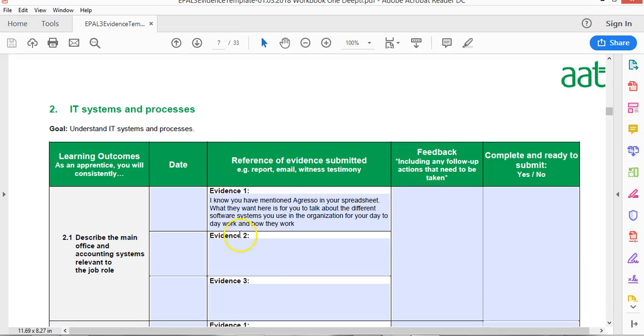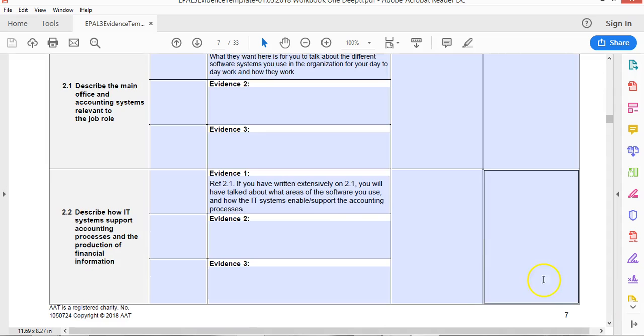This is asking you to talk about the systems that you use at work. So I remember we talked about this idea of Aggresso. Talk about Aggresso, talk about any other accounting systems, Excel, whatever, and how they're relevant to what you do, and just talk about how you use them. And if you write well about 2.1, you'll be covering 2.2.